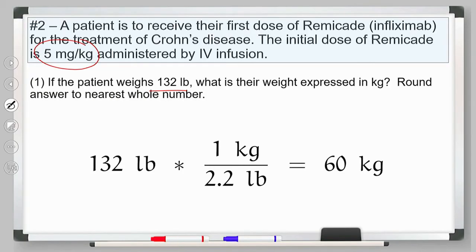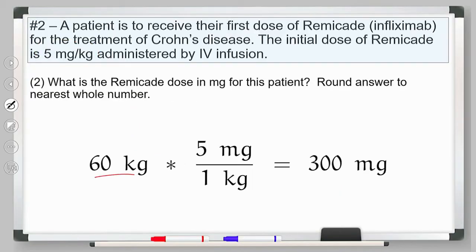So anyway, 132 pounds. I've got to use my conversion of 2.2 pounds per kilogram. So if I divide by 2.2, I convert that 132 pounds to 60 kilograms. Now that I know their weight in kilograms, I can use the dosing at 5 milligrams per kilogram to multiply that across and see that I need a total dose of 300 milligrams. Okay, chapter 7 and 8 stuff. Hopefully you're good with that. And that's kind of where we stopped.